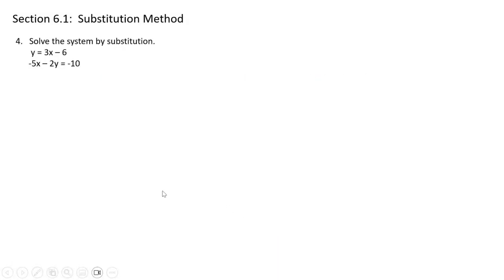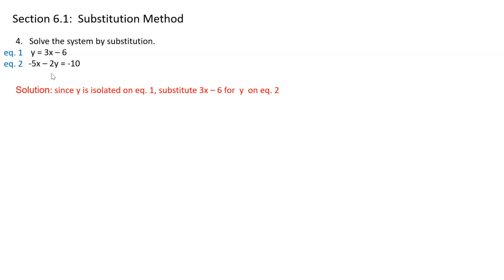Now we're going to do the very same problem another way, by substitution. Again, the first equation, let's call it equation 1, and the second equation, equation 2. The objective here is to try to isolate one of the variables. For example, in equation 1, the y is already by itself, or already isolated. So I'm going to go to equation 2 and plug in 3x minus 6 where the y is, because y equals 3x minus 6.